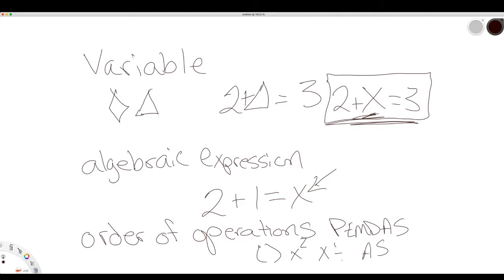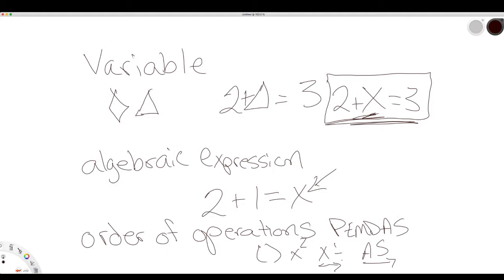And the way that we work that is parentheses always comes first, exponents will always come second when we're solving the expression, then we work multiplication and division. We do those at the same time, but we always work those from left to right in the expression. And then finally we have addition and subtraction. Those get worked at the same time as well, but those as well are worked from left to right.